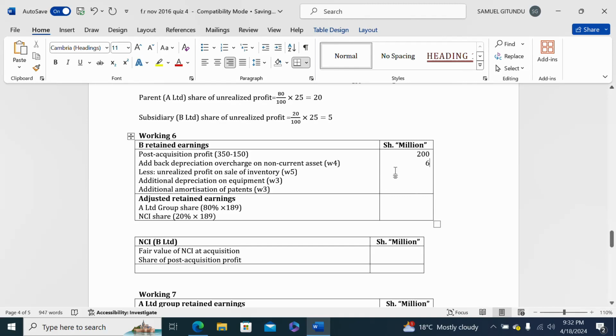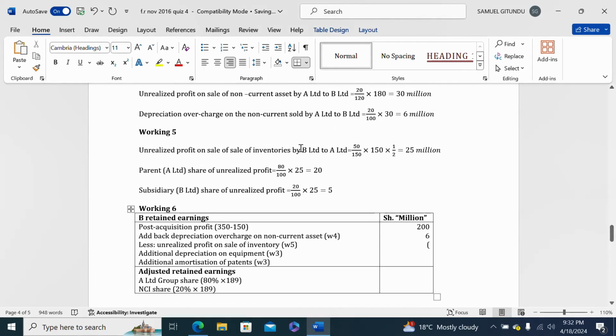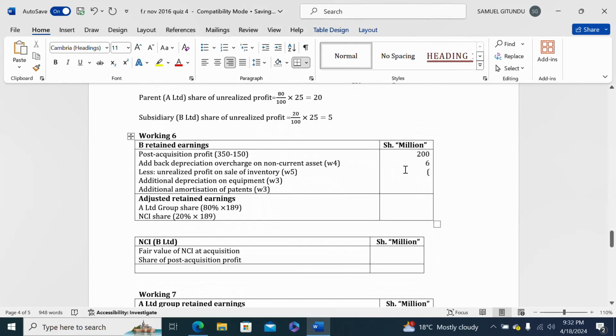Then we raise the unrealized profit on sale of inventory in our working note number 5, which now is 5 million. We are only taking the subsidiary shares, so it is 5 million.